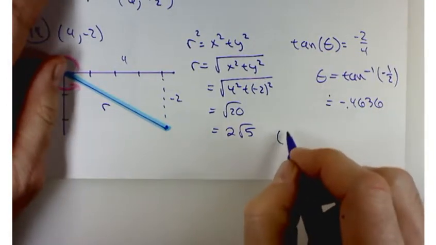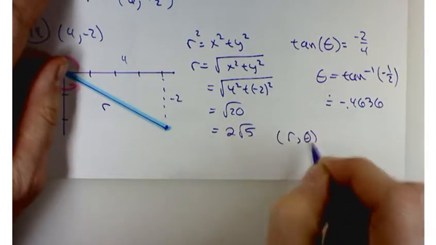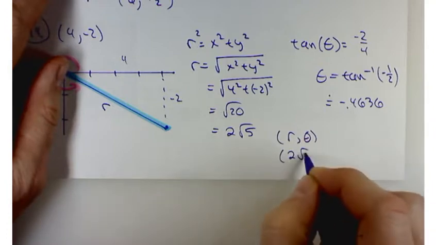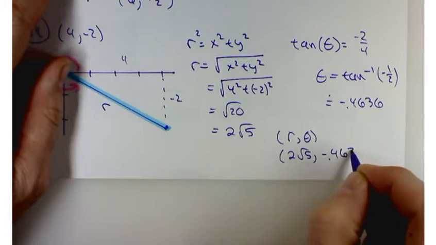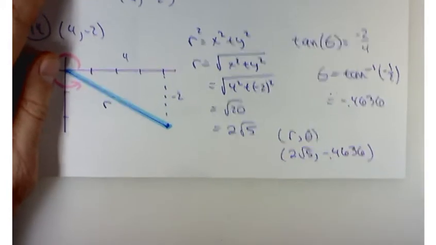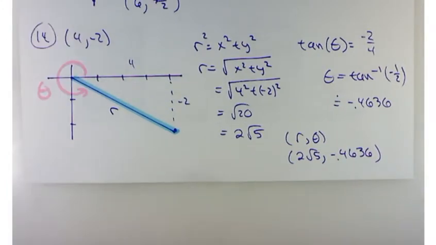Overall, r and theta was 2 square roots of 5 and negative 0.4636. Now this one didn't work out nice and even. That's okay. You don't have to. The one I'm going to give you next does work out a little bit friendlier.